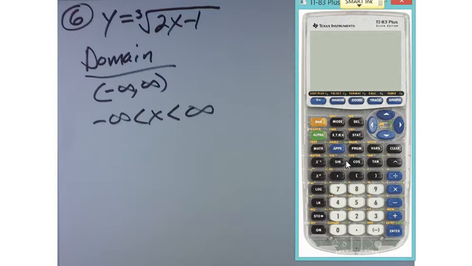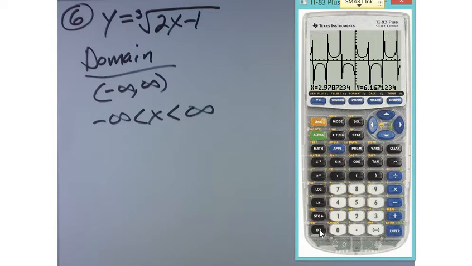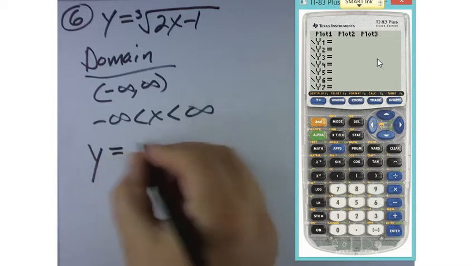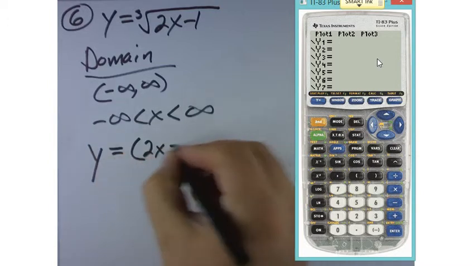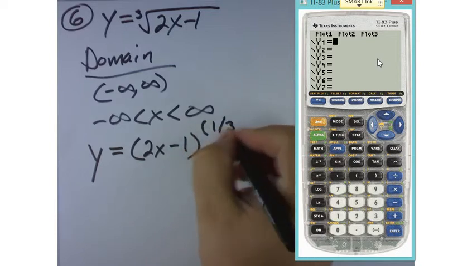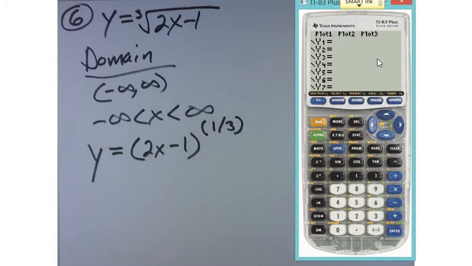Let's check though. Okay, let's just double check. So what I'm going to do is graph this. Now we got to remember, how do I enter that into the calculator? Well, this is the same as y is equal to 2x minus 1. What do I raise that to? 1/3. Very good. If I raise that to 1/3, then I'm good to go. So let's plug that in the calculator. 2x minus 1 raised to the, in parentheses, 1 divided by 3.